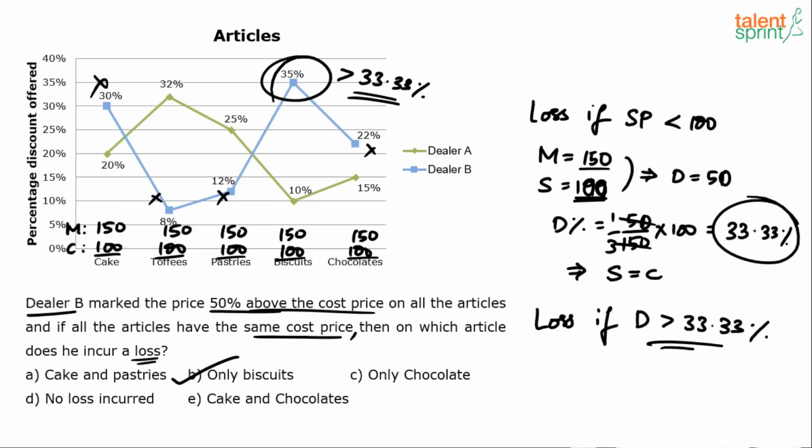Right? Assuming the cost price is 100 for all the articles, meaning mark price is 150 for all the articles. If the selling price is 100 rupees, which is equal to the cost price, the discount should have been 33.33%. Now for a person to make a loss, selling price should be less than cost price. That can happen only when the discount is more than 33.33. And the only article where the discount is more than 33.33, you see, is biscuits, blue line. So option B is the answer.